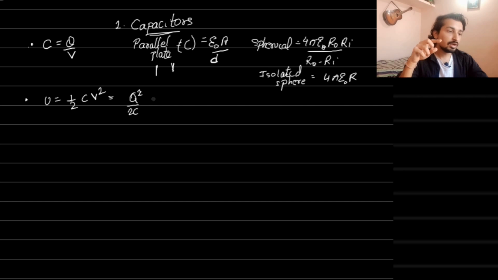So what will be V? V is nothing but Q by C, right? V is Q by C. So if you substitute Q by C into the formula, half CV square, you get Q square by 2C.